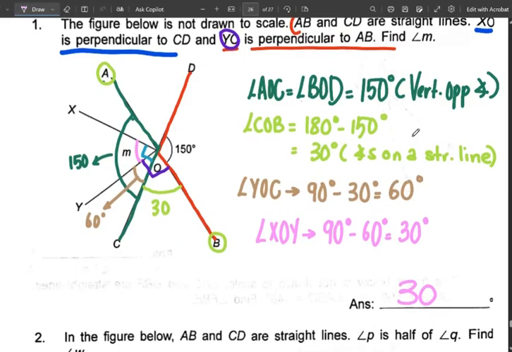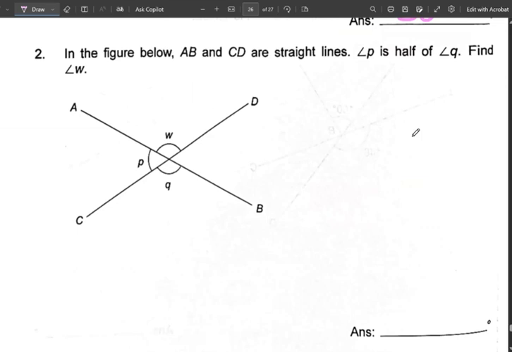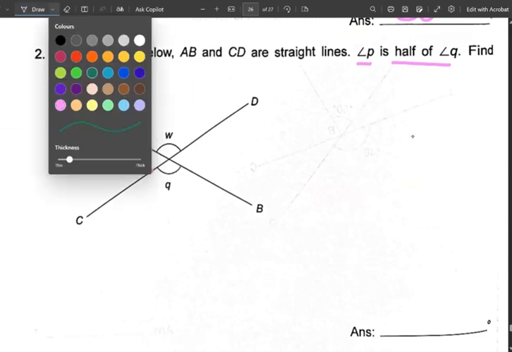Now, in the next question, it says that in the figure below, AB and CD are vertically opposite. Very important, right? True or not? Okay, and then what else did they say? P is half of Q. Where is P? P is here, right? Where is Q? Q is here, right?